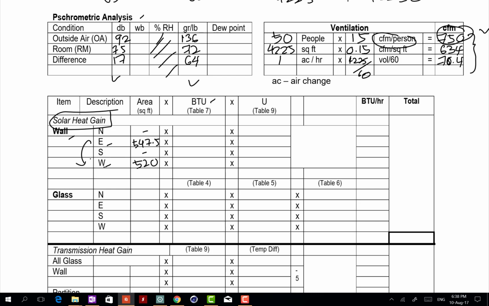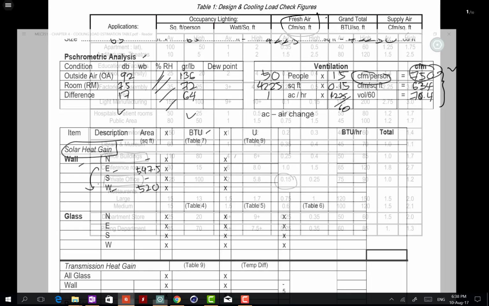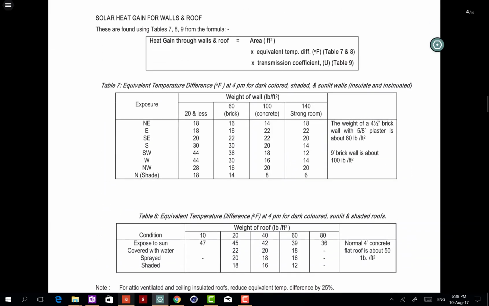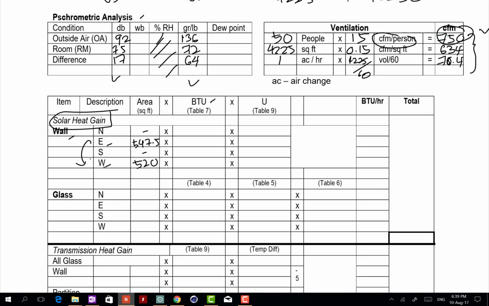So we need to refer to table 7. Okay, so look at table 7 on the east and also west direction. So this wall is made by brick wall. Okay, so for brick wall east and west direction, the value is 16 and also 30 pound per square feet. So we fill here 16 and also 30, east and also west.